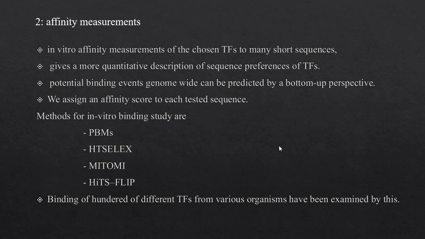Affinity measurement is the second procedure. The first one was the measurement of binding preferences. We find out the binding preferences by ChIP-chip, ChIP-seq, ChIP-exo, and DNase I hypersensitive site sequencing methods. The second method is affinity measurements of the chosen transcription factors to many short sequences. It gives a quantitative description of sequence preferences.